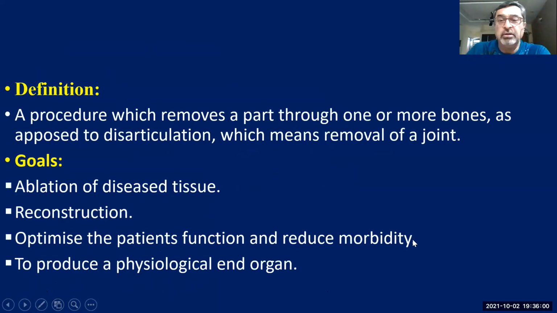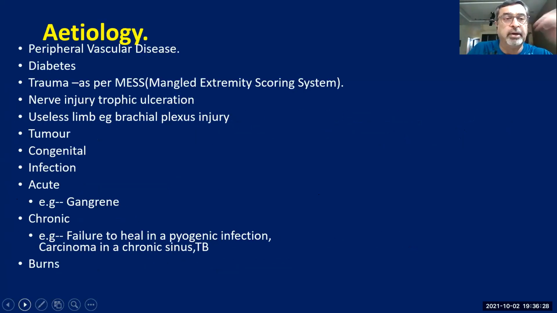By definition, amputation is a process or procedure which removes a part through one or more bones, as opposed to disarticulation, which means removal of a joint. The goals of amputation are ablation of diseased tissue, reconstruction, optimizing the patient's function, and reducing the morbidity to produce a physiological end organ, so that a prosthesis could be fitted onto the stump.